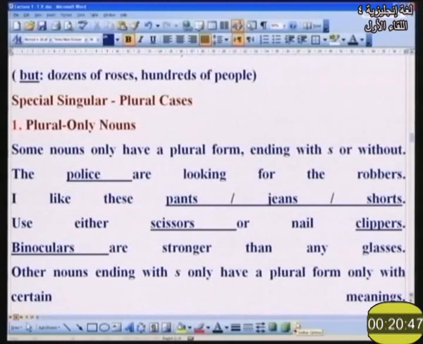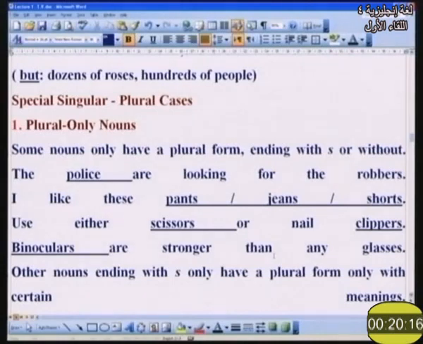Special singular and plural cases. Okay, this is what we call collective nouns. Sometimes a word is not plural as a form, but takes a plural verb. And sometimes it has an S at the end, and yet it's treated as singular. Let's look at this. Some nouns have a plural form ending with S or without.